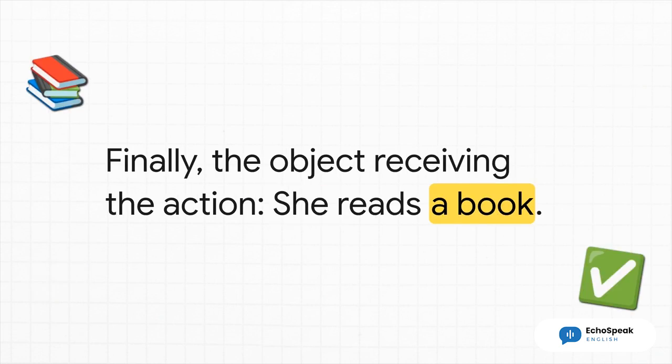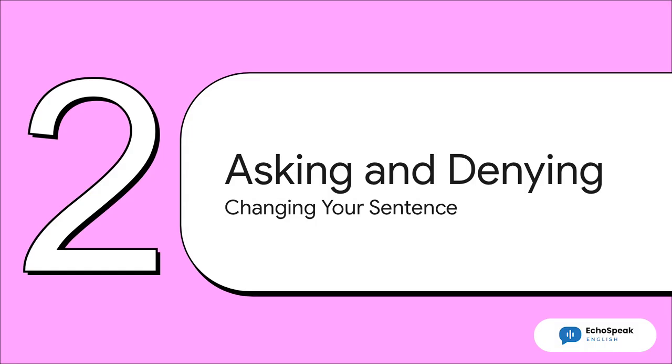And here it is, the final piece of the puzzle, step 3. We add the object to receive the action, a book. Now just look at the full sentence. She reads a book. This is our SVO structure in action. Subject, she. Verb, reads. Object, a book. It's clear, it's correct, and it makes perfect sense. Awesome. We've built our foundation.